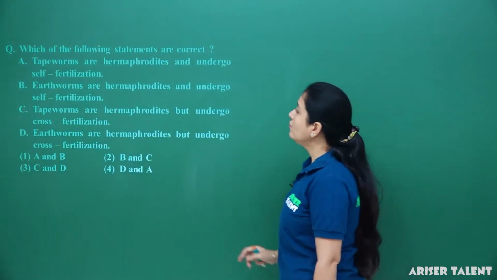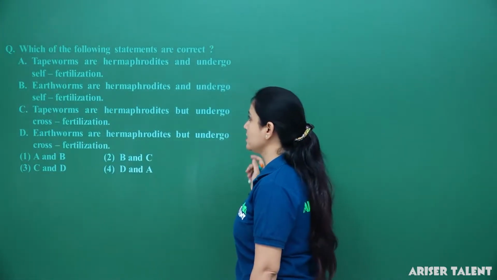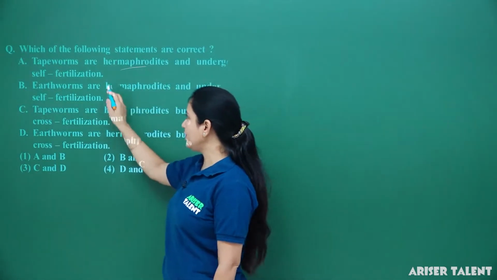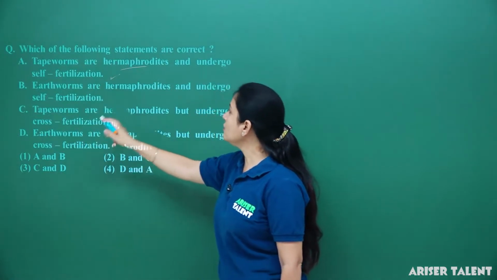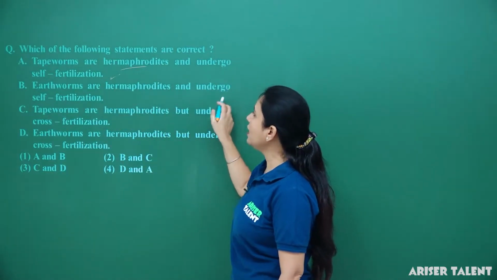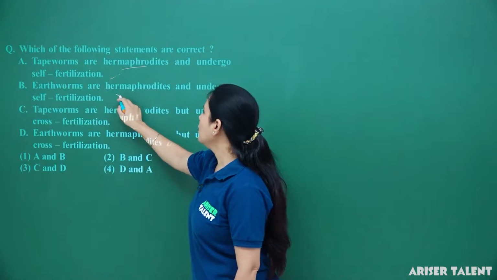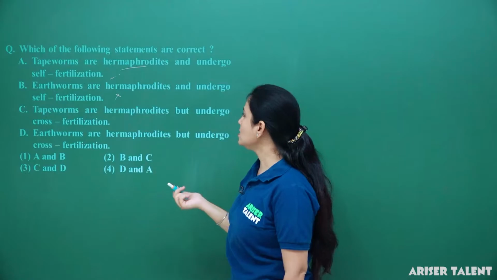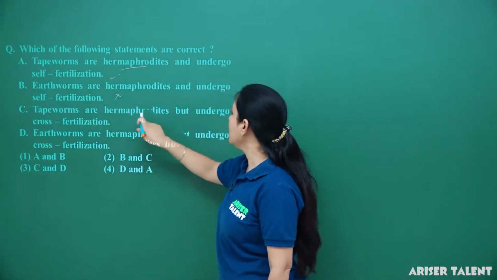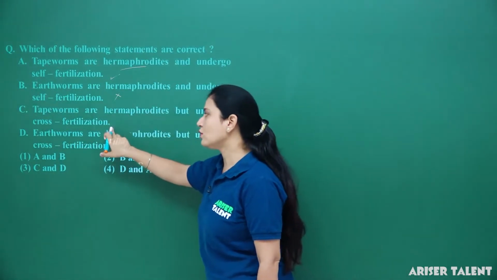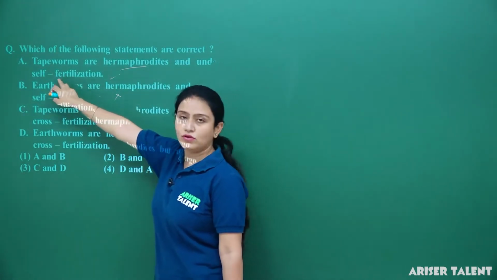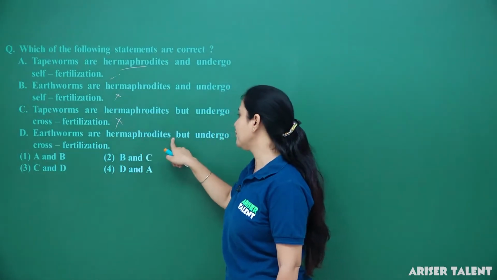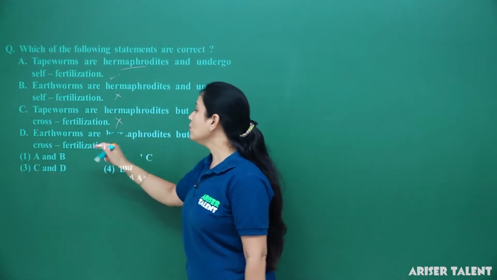Next is, which of the following statements are correct? Tapeworms are hermaphrodite and undergo self-fertilization. Okay. Earthworms are hermaphrodite and undergo self-fertilization. Wrong, because they generally go through cross-fertilization. Tapeworms are hermaphrodite but undergo cross-fertilization. No, because they go through self-fertilization. Next is, earthworms are hermaphrodite, yes, but undergo cross-fertilization.